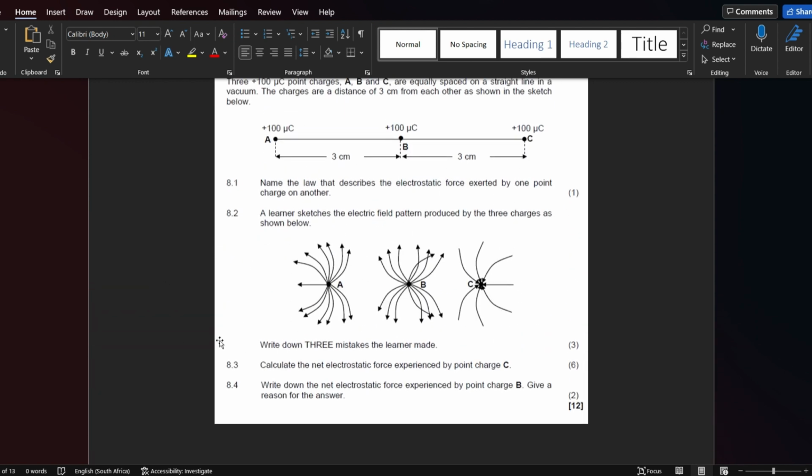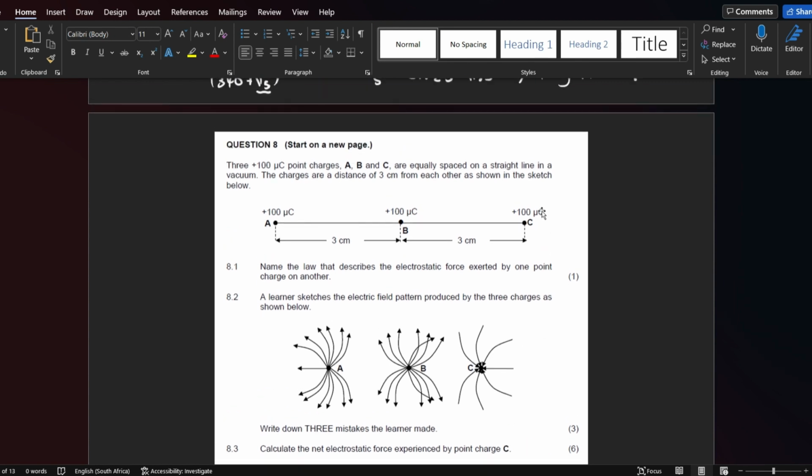Okay, question 8.3. Question 8.3 asks, calculate the net electrostatic force experienced by point charge C. So point charge C is over there. So what we can do is we can quickly draw a free body diagram. Why? Because electrostatic forces, after all, are forces. So they work the same way as all other forces work, and we can explain them or visualize them using a free body diagram.